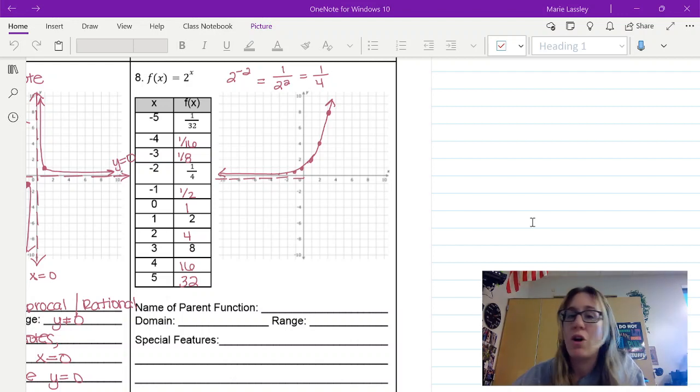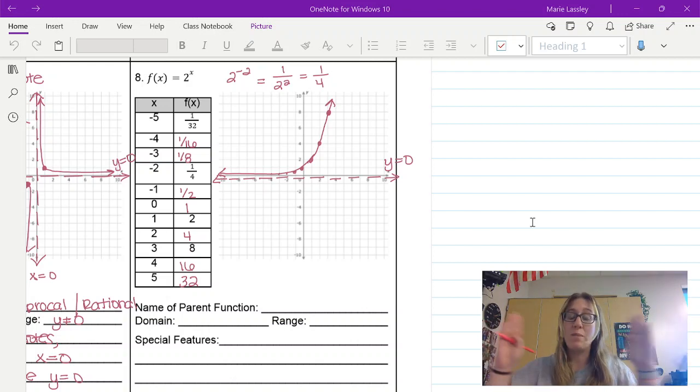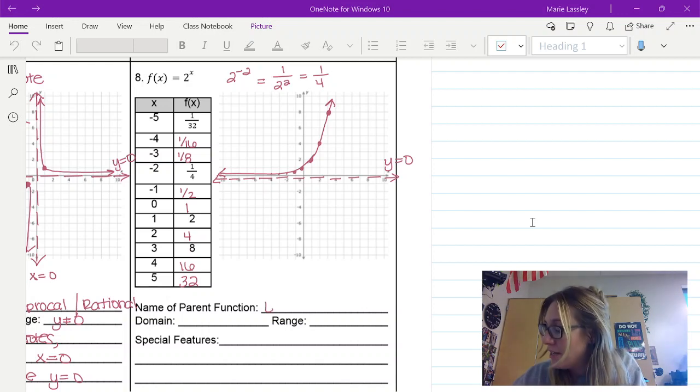This function is called the exponential function. X is an exponent, exponential function. All right, the domain is all real numbers. It goes side to side forever. All right, you can plug in any x value that you want. So negative infinity is less than x, less than positive infinity.